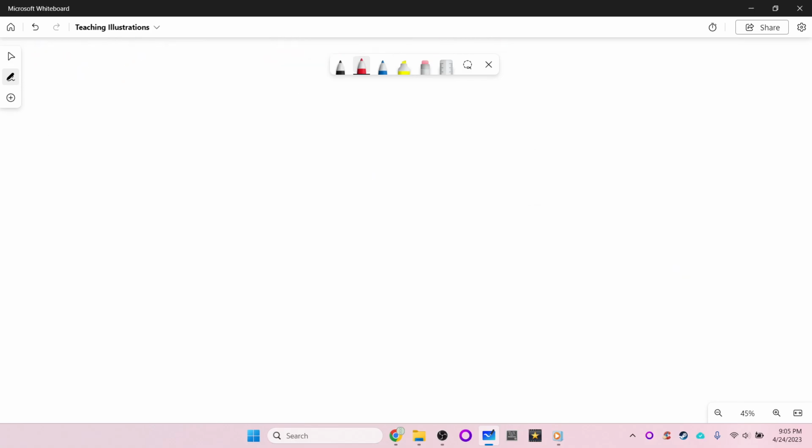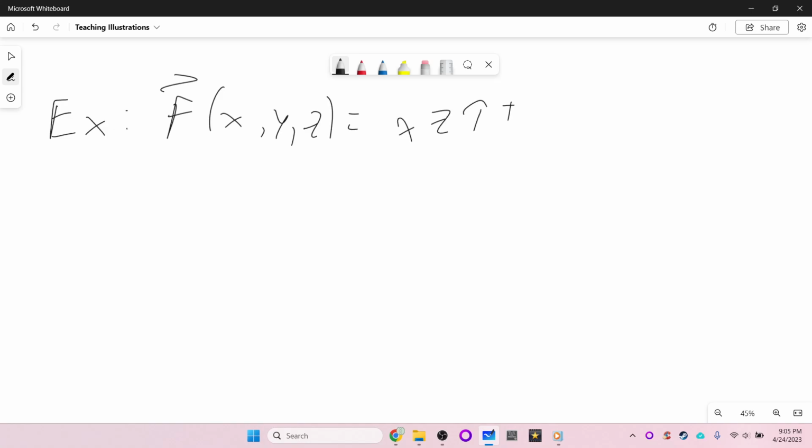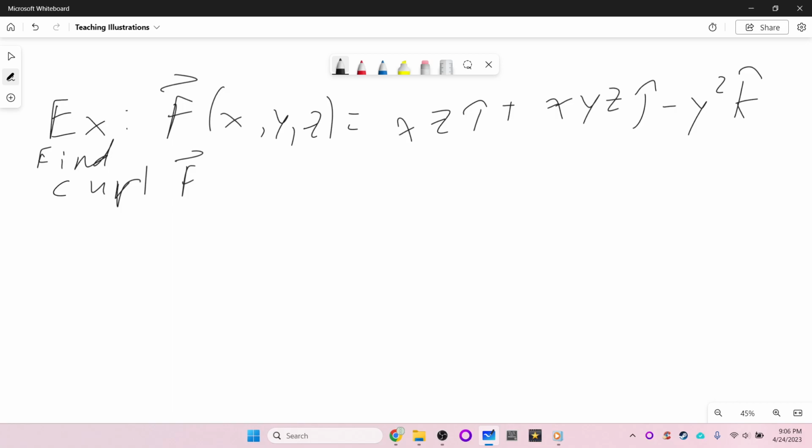So let's do an example. F of x, y, z will be xz i hat plus xyz j hat minus y squared k hat. So like I said, I'm going to find the curl of f. I don't want to try to memorize the formula with all the complicated stuff. I want to just plug it into a determinant.